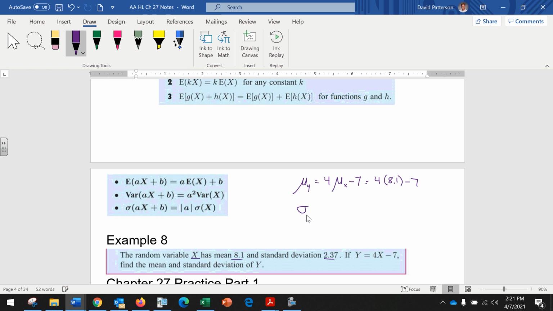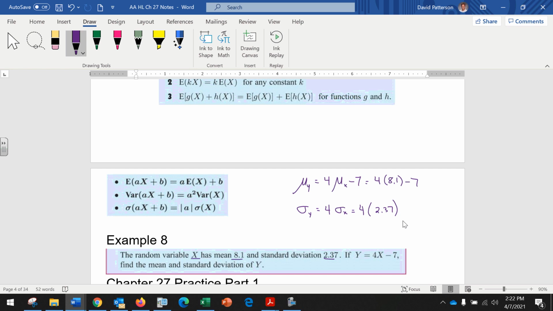If I'm looking for the standard deviation of y, I'm just going to multiply 4 by the standard deviation of x. I'm not going to subtract the 7 because adding or subtracting doesn't affect standard deviation. So that just becomes 4 times the original standard deviation of 2.37, and that is what it is.